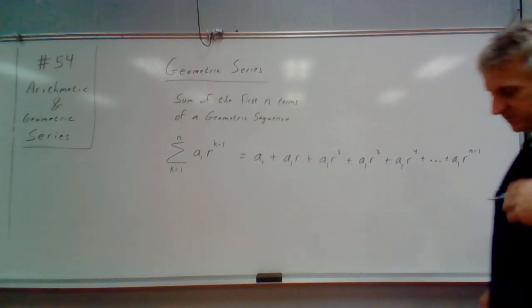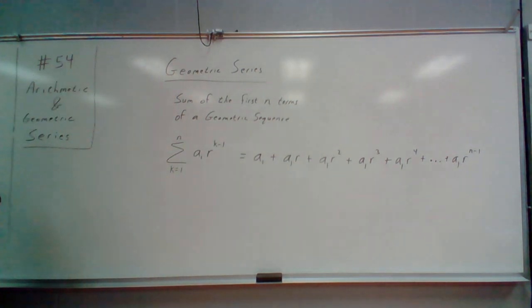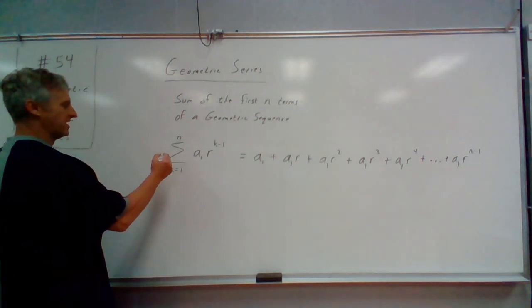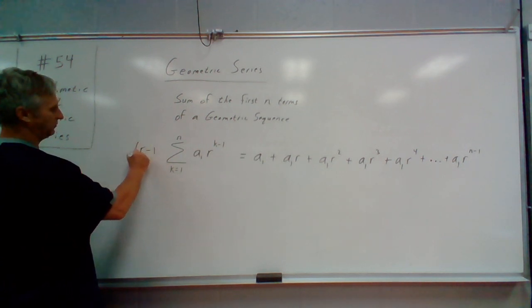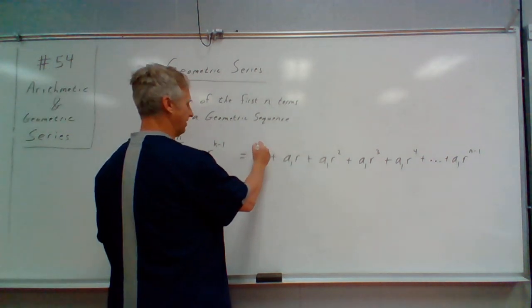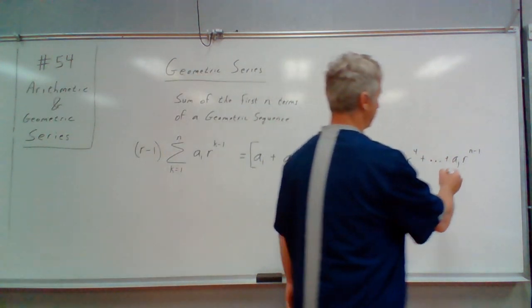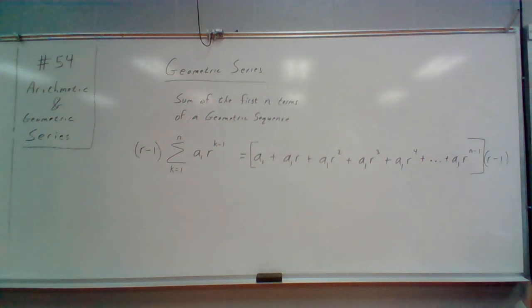Now we're going to pull off this beautiful trick that some really smart person thought to do, way smarter than me. We're going to multiply both sides of the equation by r minus 1. Okay, so I'm going to multiply this side by r minus 1, and I'm going to multiply this whole entire side by r minus 1. Okay, that's legal to do. Nothing wrong with it, so let's do it.